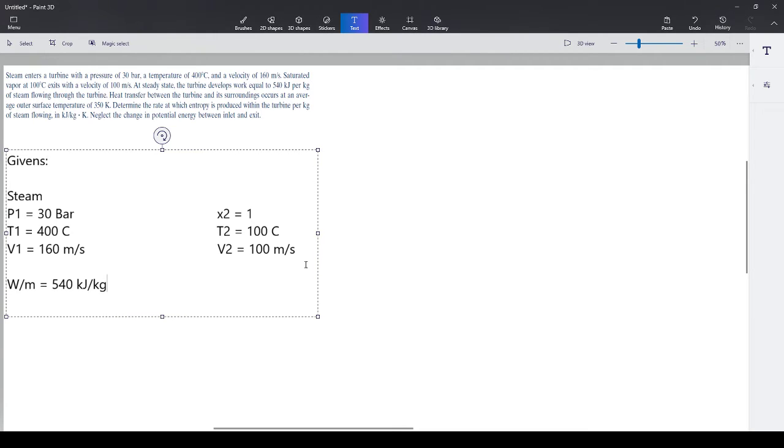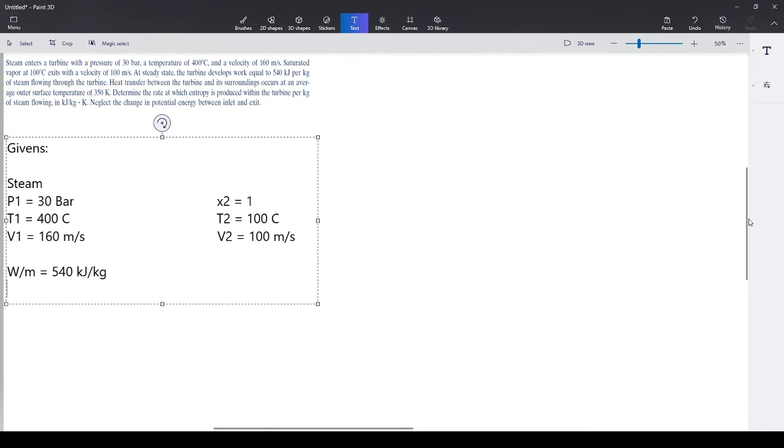And then it says heat transfer between the turbine and its surroundings occurs at an average outer surface temperature of 350 degrees. So now really fast, what did they just give us? They gave us a temperature, but what type of temperature? Absolute. Okay, so they gave us an absolute temperature, I agree, but why did they give us an absolute temperature? What is it going to be used for, is what I'm asking. The ideal gas. Don't know about ideal gas. Does anybody else have an idea?